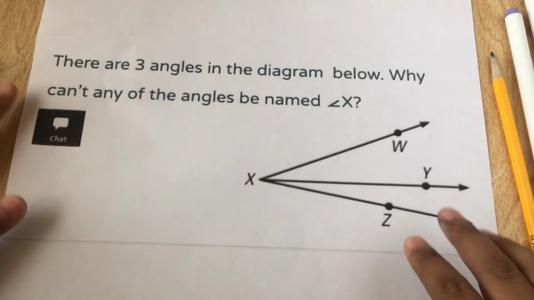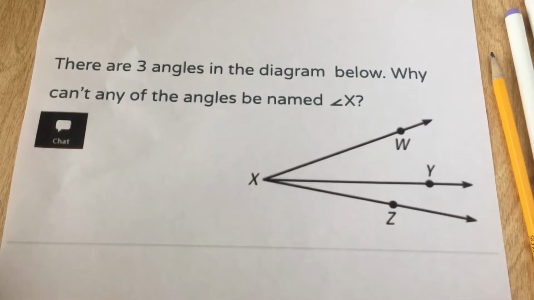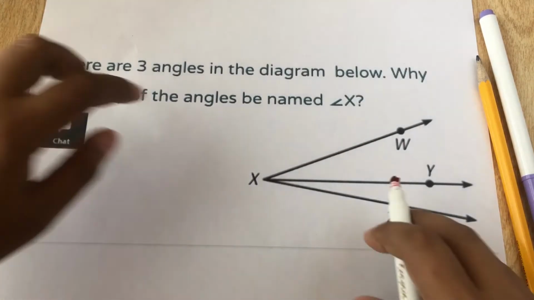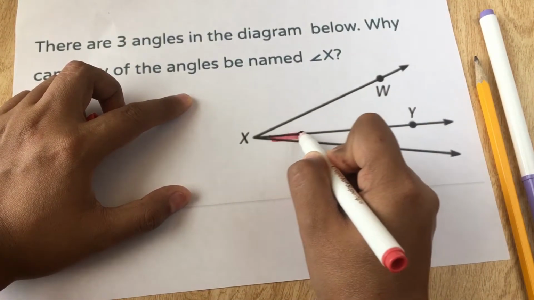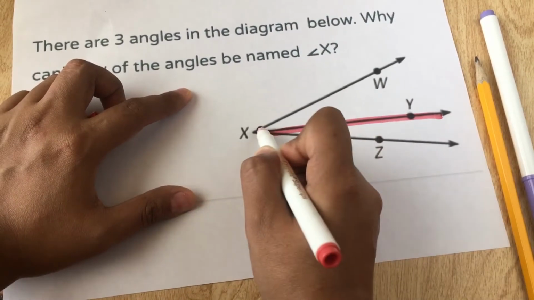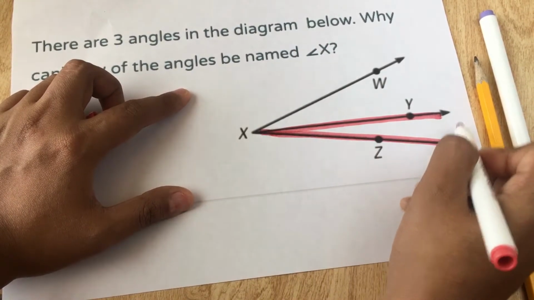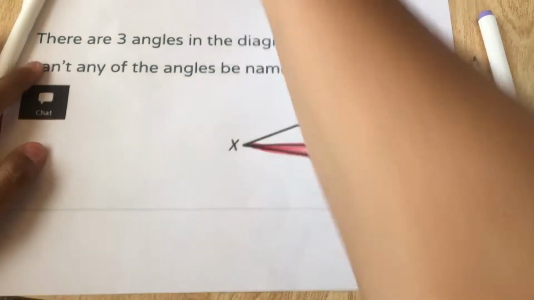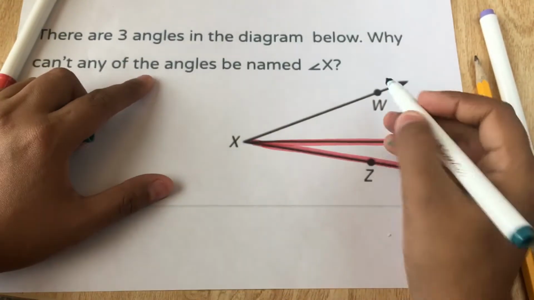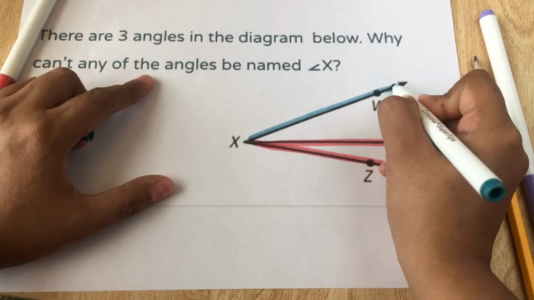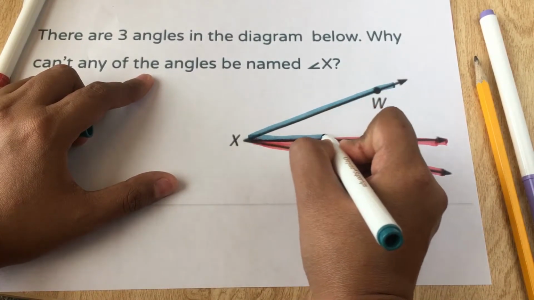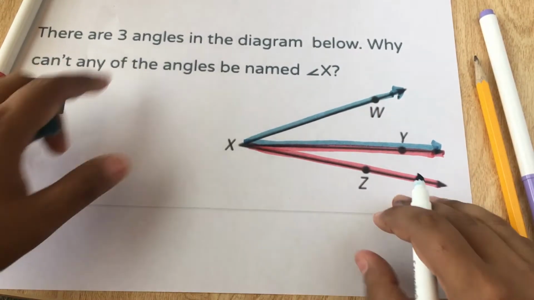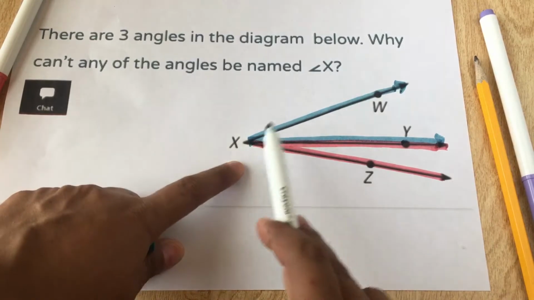Okay. Now notice there are 3 angles here. We have this angle right here, so I'm going to go ahead and make this angle red. And we have also the top angle, so I'm going to make this blue. Notice that they share the same side. Now the ray of an angle, we call it a side. So they share this side, which is ray XY.